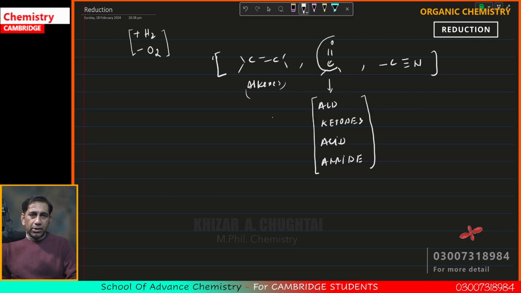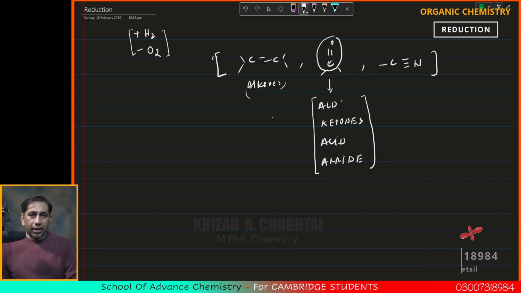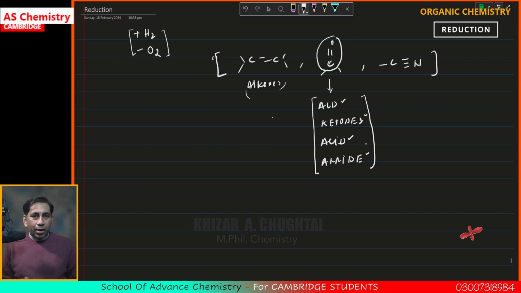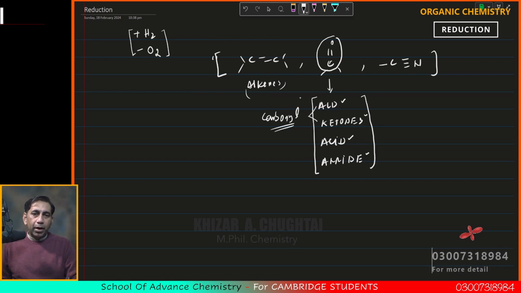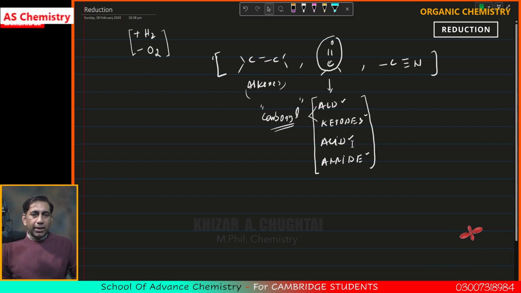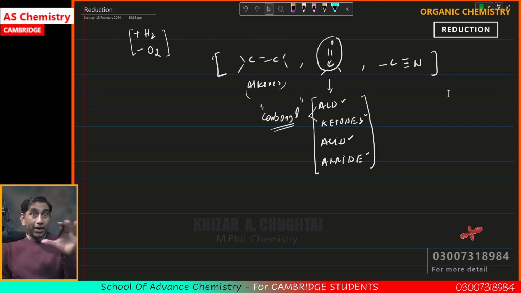Those all have C double bond O. Aldehyde, ketones, acid, amide, they all have C double bond O in them. But as I told you in my previous part of the lecture, only these two compounds are said to be carbonyl compounds. Their functional group is carbonyl. And the rest are said to be carboxylic compounds, amides, and so on. So that is overall the list of the categories of compounds that can be reduced.